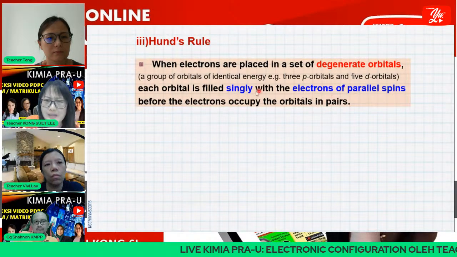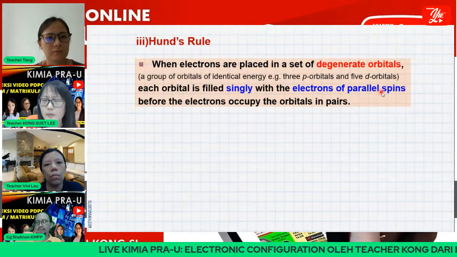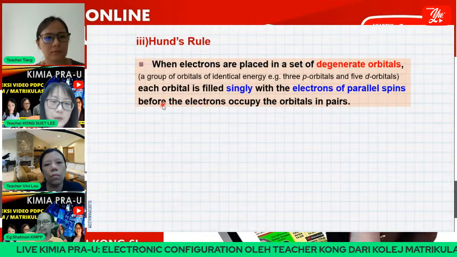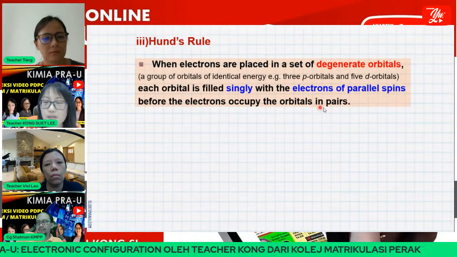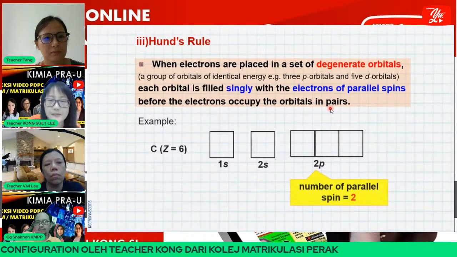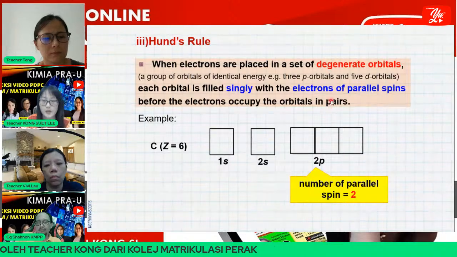What is meant by singly, an electron of parallel spin? Later I will show you all. Before the electrons occupy the orbitals in pairs. Look at this example. Okay, we try.